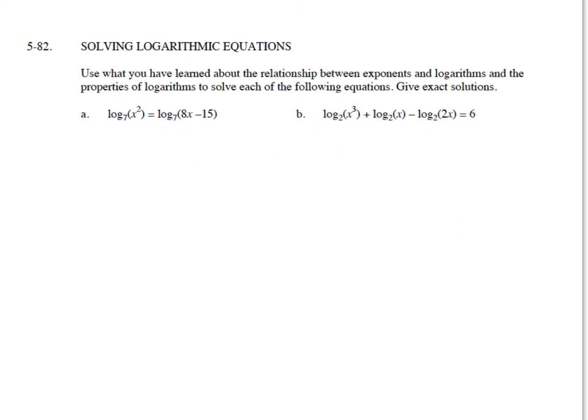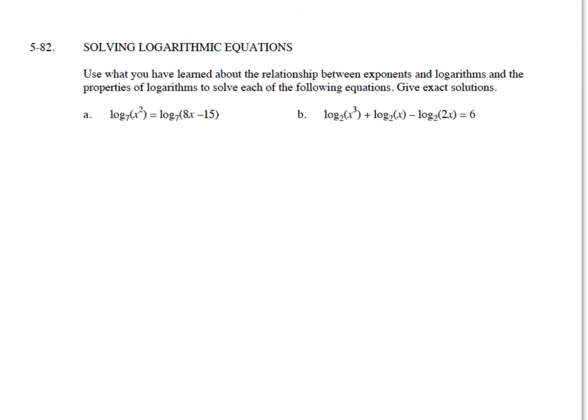Solving more logarithmic equations. Use what you've learned about the relationship between exponents and logarithms and the properties of logarithms to solve each of the following equations. Give exact solutions. All right, so here's what I know. I've got the log base 7 of x squared and the log base 7 of 8x minus 15. If I'm taking the log of the left side, and I'm taking the log of the right side, then what's in those parentheses has to be equal, because this operation out here is the same as this operation.